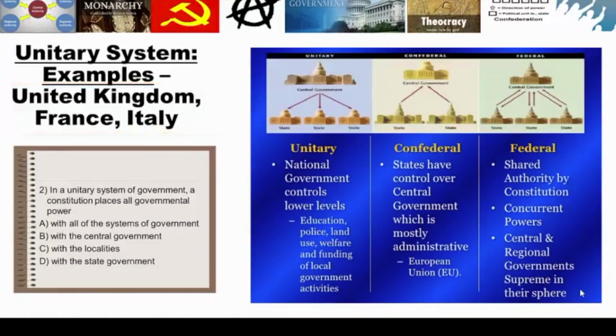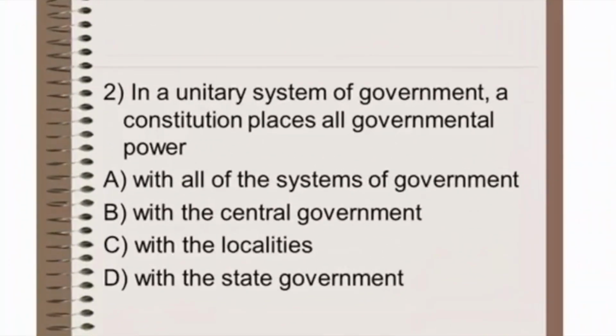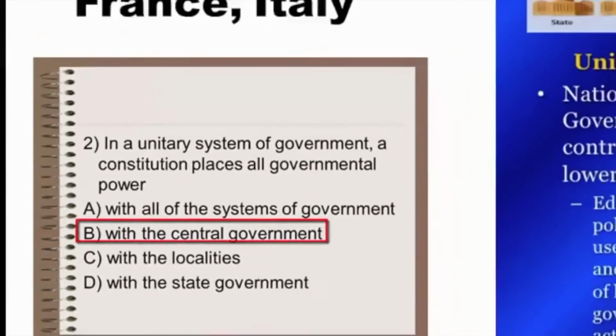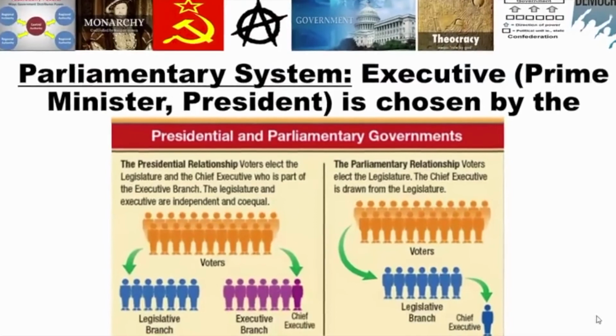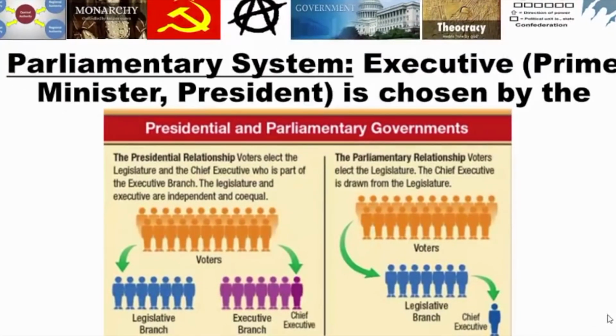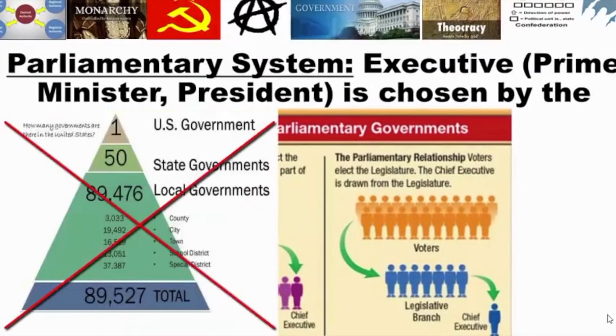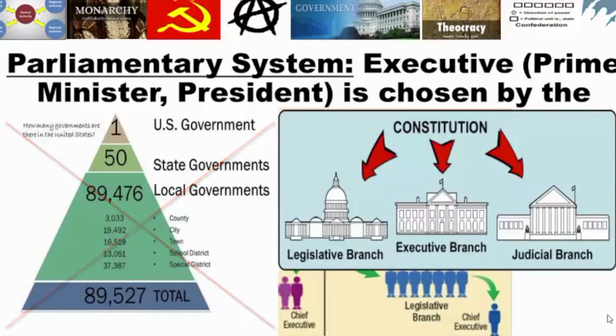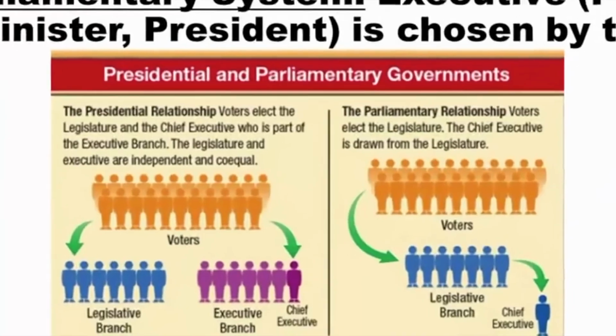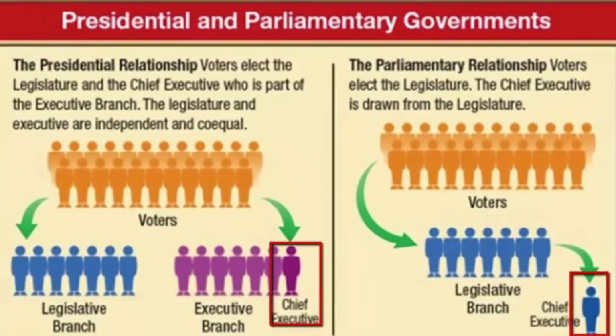And here's a typical state exam question for your systems. In a unitary system, the Constitution places all of the power in the central government. A parliamentary system isn't one of the traditional systems of government. This isn't about the different levels of government, but about the different branches of government. A parliamentary system is about how you choose the executive for a national government.